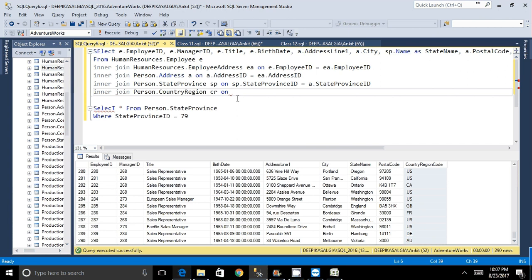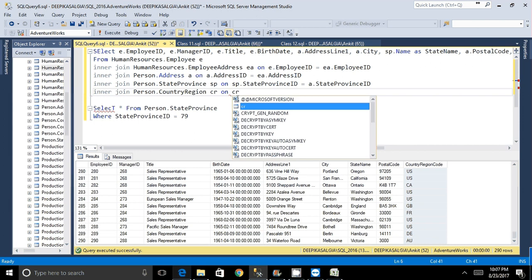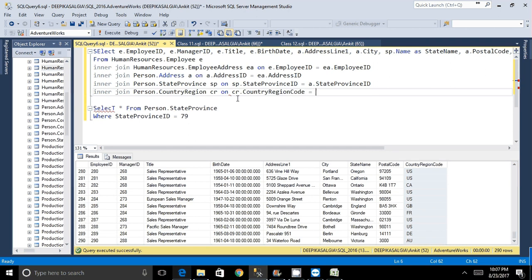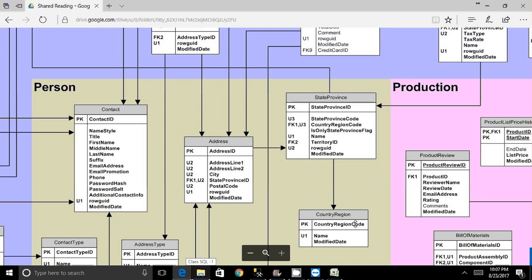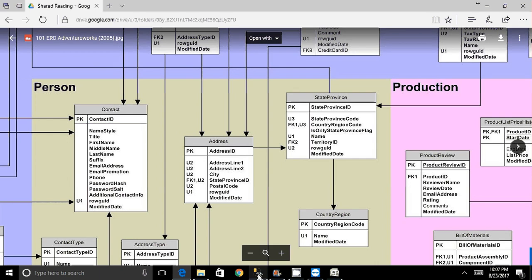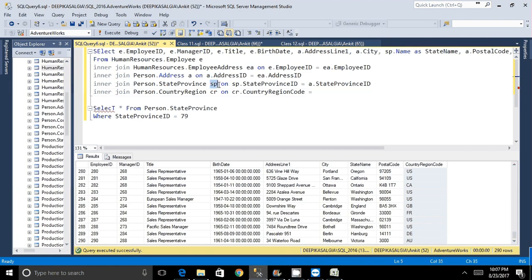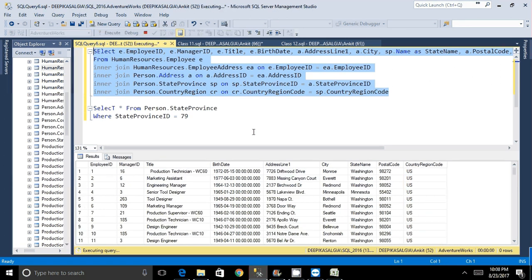Then on, which column do you go? Where is the country region code? What's the state province alias? SP. If you put the wrong alias, it would fail. Okay, so now I do this, and I get the country region code.